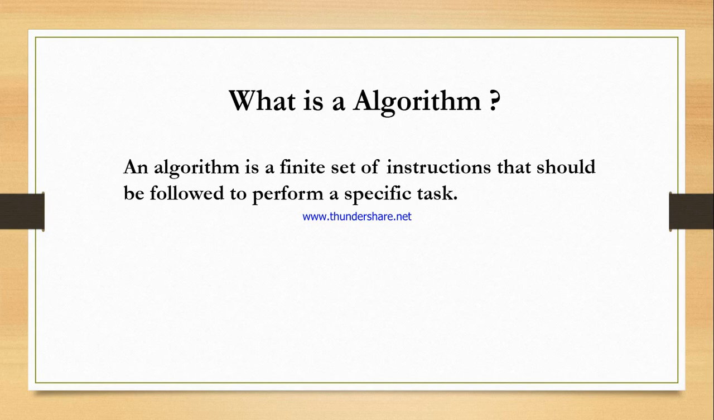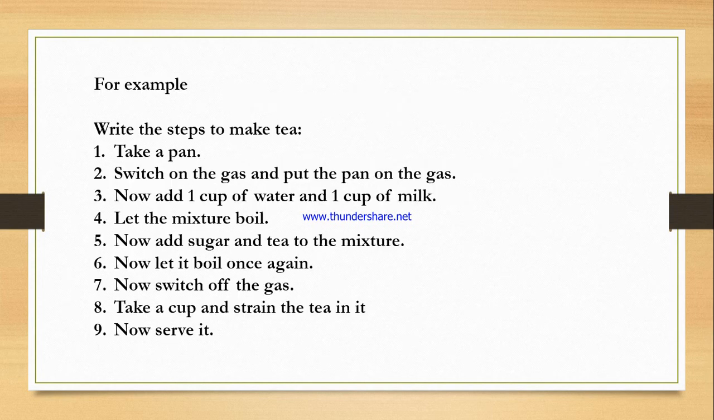For example, I'm showing you what is an algorithm. See, this is an example. I have written some points on how to make tea. Suppose you are making a cup of tea. What are the steps you need to make that tea? There are some finite steps that everyone follows for making tea. First of all, what are we going to do? First we will take a pan. Then we will switch on the gas and put the pan on the gas.